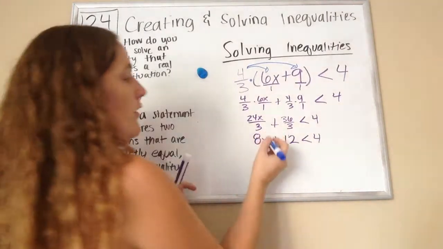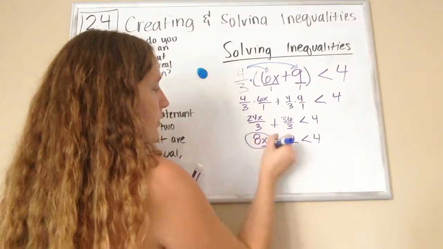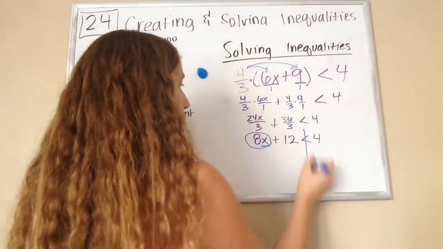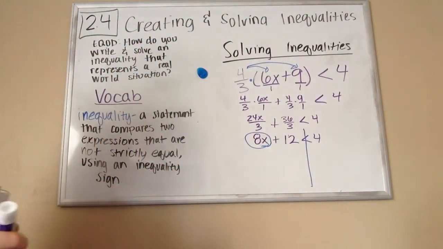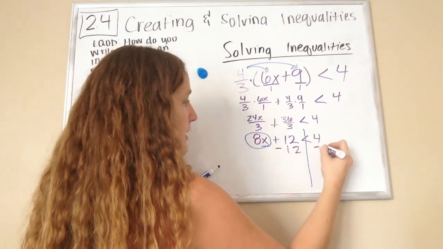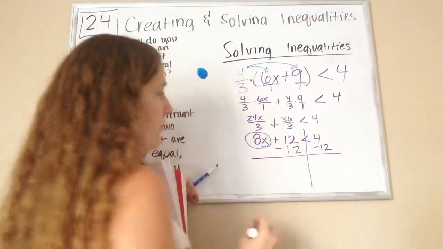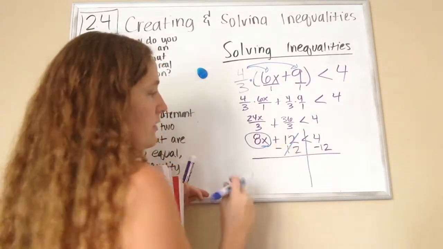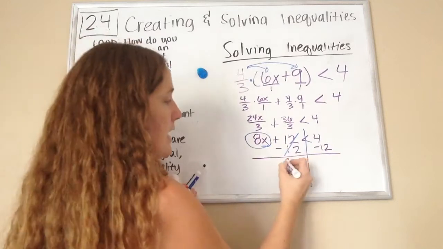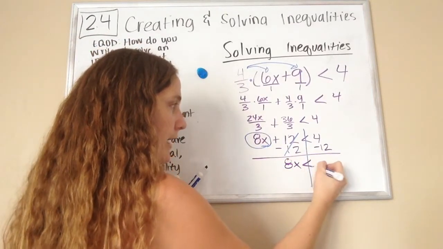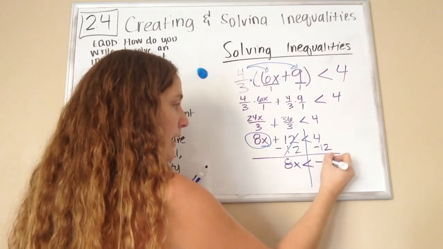Right, and now we're going to go ahead and try and get the x by itself. So we're going to circle the term with the x, move everything else to the other side, remembering that we're going to treat that just like it's an equal sign. So we're going to go ahead and subtract 12 from both sides. Anything we do to one side has got to be done to the other. Cancel those out. We get 8x, that's the only thing left on the left-hand side, is less than 4 minus 12. We get negative 8.